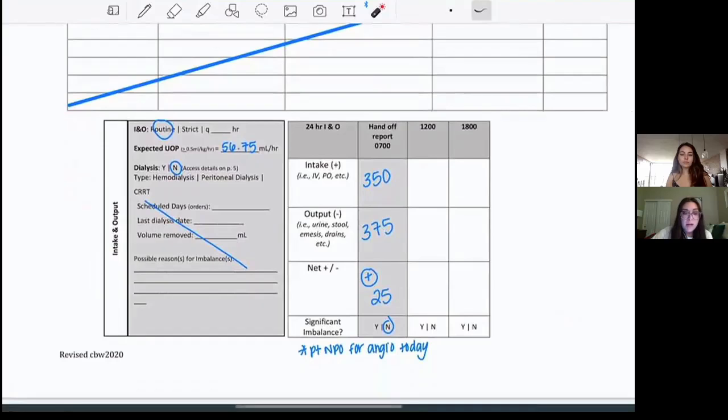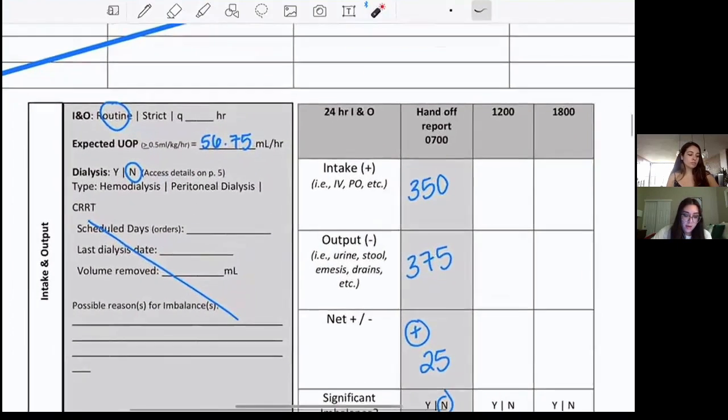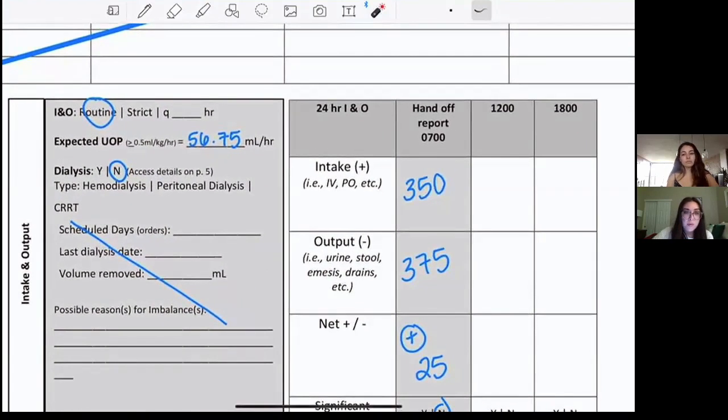Then you have your I&O section, so what their intake is, their output, and then the net. And then on here you could find the expected urinary output by multiplying 0.5 mils per kilogram per hour. So you can see here I multiplied his weight in kilograms by the 0.5 mils, and that's the expected urinary output.